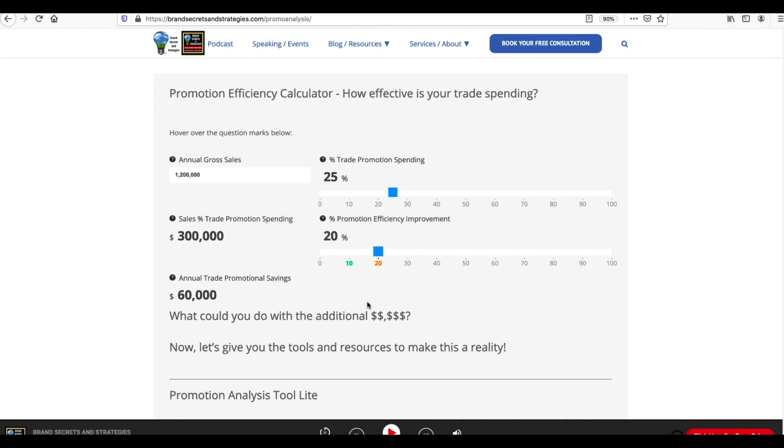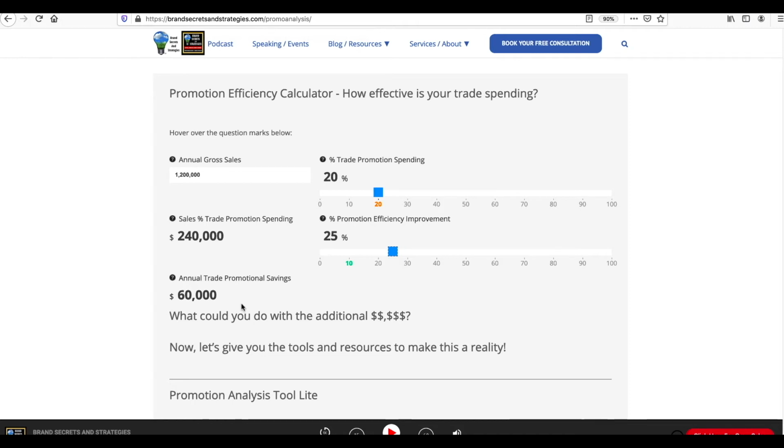Now, let's say that after you start getting really efficient at this, you're able to reduce your overall trade spending. Let's take it down to 20%. Okay, but wait a minute. Remember, we said that we saved $60,000 on promotions. So we'll go back to the $60,000. You just reduced your overall trade spending from 25% to 20%, from $300,000 to $240,000. And in the process, you were able to increase your efficiency from 20% to 25% for the $60,000. Now, as a percentage of your total sales, we're still saving a ton of money, $60,000 in this example.